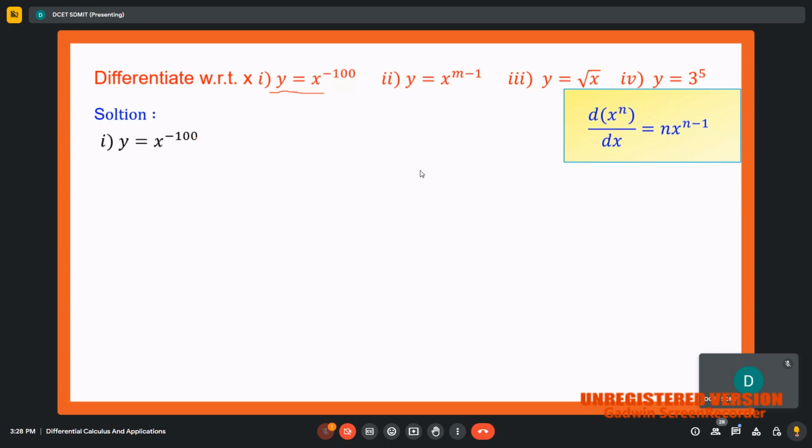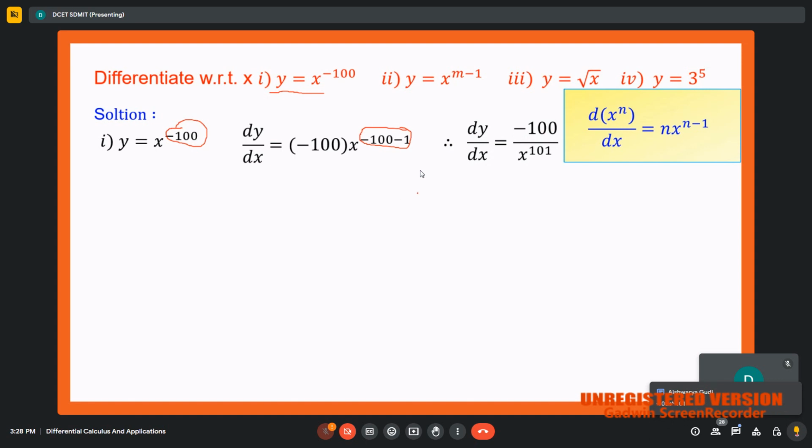Here, now n is equal to how much? n is equal to minus 100. dy by dx is equal to n, which is minus 100, into x to the power of minus 100 minus 1. Now minus 100 minus 1 is equal to what? Minus 101. That means we are getting minus 100 divided by x to the power of 101, because the power is negative. When we write x to the power of minus 101 in the denominator, it becomes x to the power of 101.